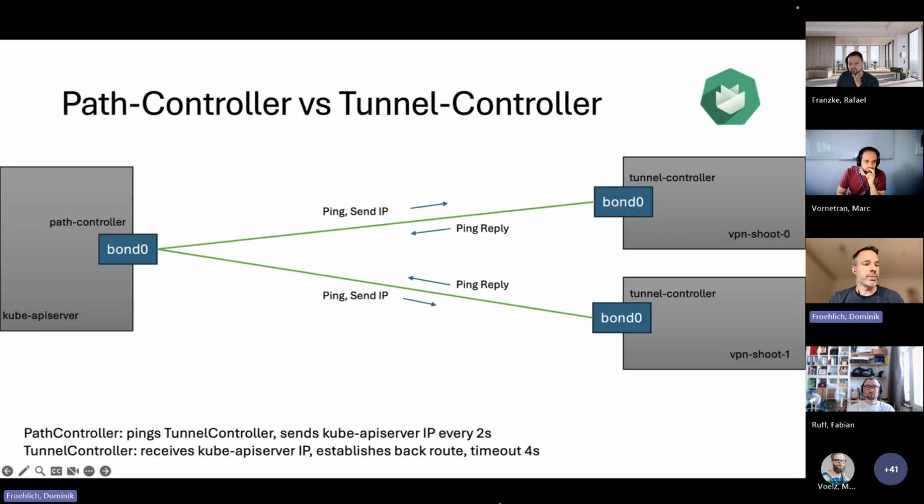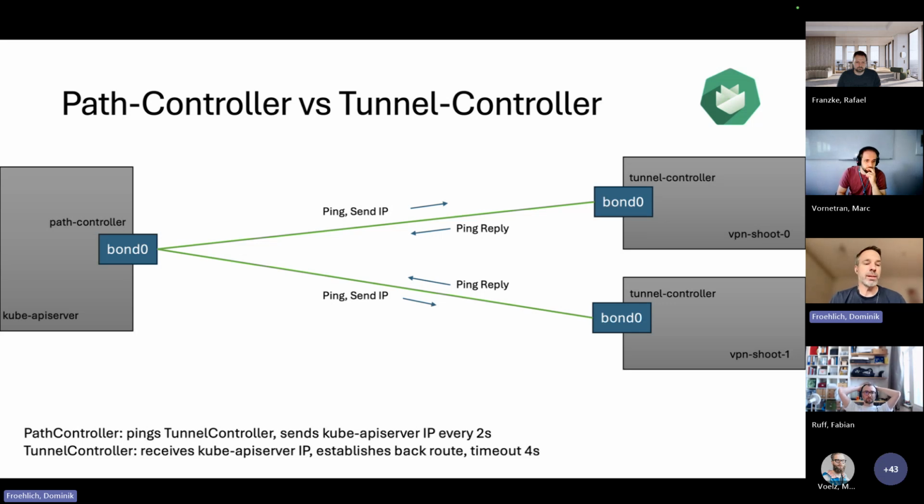So as a quick recap, we have basically 2 components in the HAVPN that are connected. On the seed side, we have the path controller. The path controller basically keeps pinging the shoot side every 2 seconds to see if any of the VPN shoots became unhealthy, and it then makes a switch in the route table of the Kube API server to select a new VPN shoot for sending the traffic.